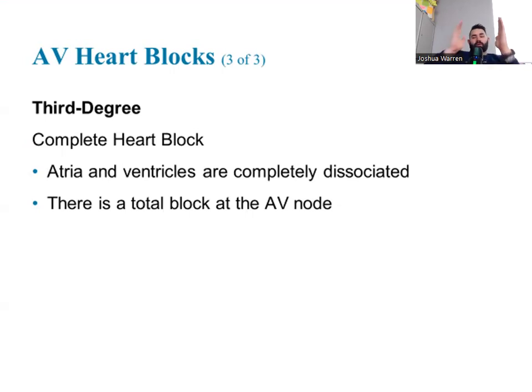Are we marching them out? So the QRS complexes are perfectly marched out. The P waves are perfectly marched out, but they have no correlation. So the atria is beating, but it's beating on its own. The ventricles are beating, but they're beating on their own. They're out of sync. The QRS complex will be wide as well, right? It could be. Very well could be. Why wouldn't it? Should be.